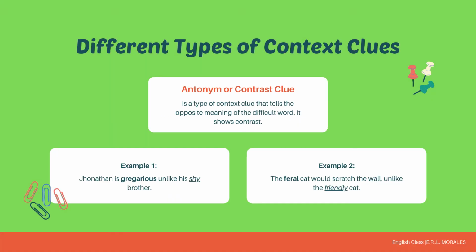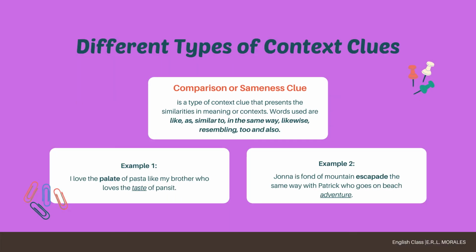Another type of context clue will be the comparison or sameness clue. So this is a type of context clue that presents the similarities in meaning or context. Words used are like, as, similar to, in the same way, likewise, resembling, to, and also.